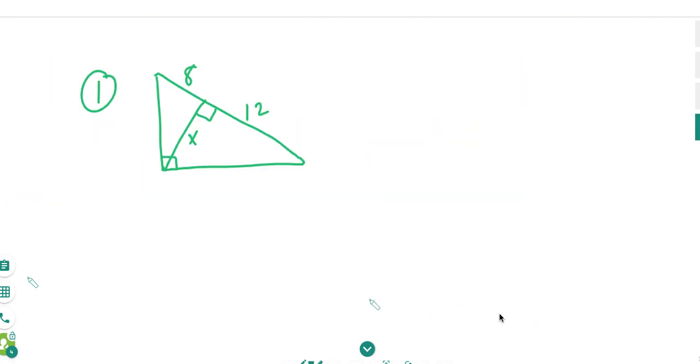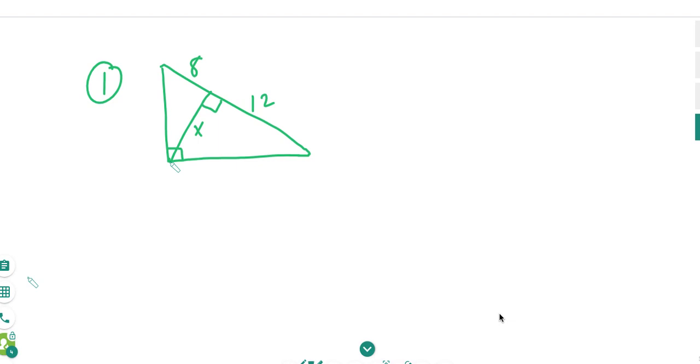So the first thing that we're going to do is identify our altitude, which here is x. And you'll notice that we have a large side to the hypotenuse and a small side to the hypotenuse. So we're going to go ahead and write our equation. Our equation tells us that x squared, the altitude, is equal to the long part of the hypotenuse, 12, times the short part of the hypotenuse, 8. So we're going to have x squared is equal to 96.